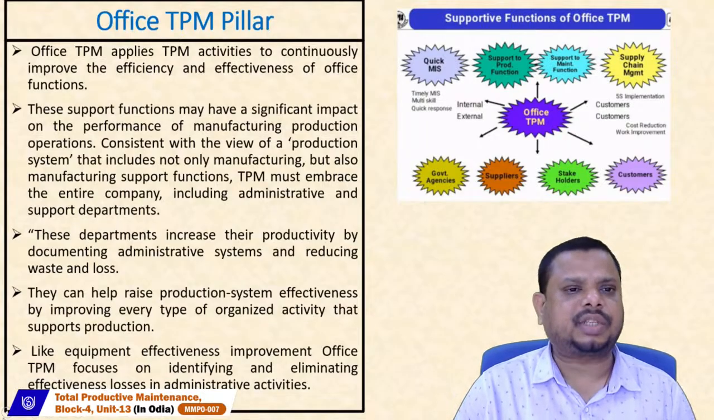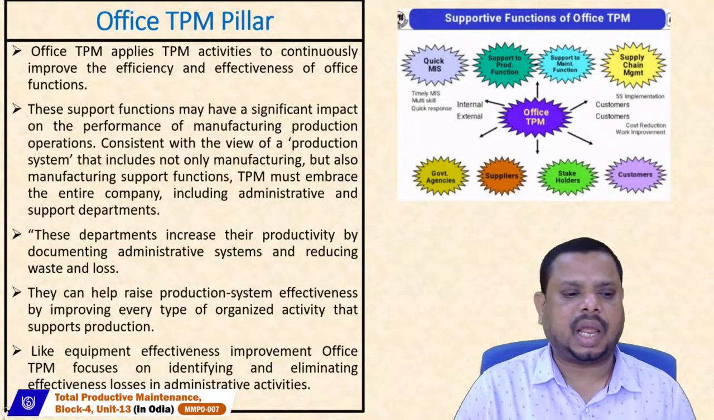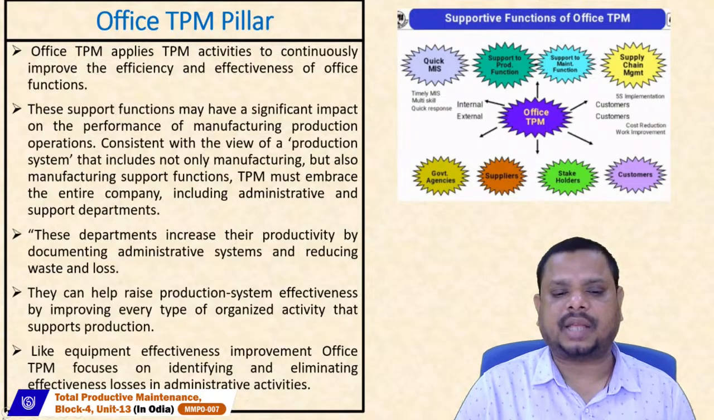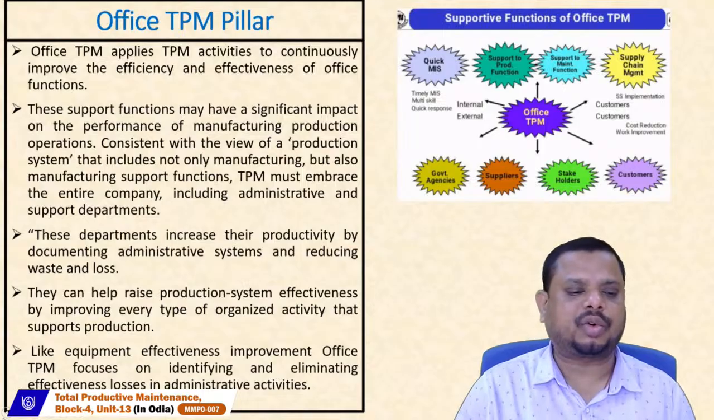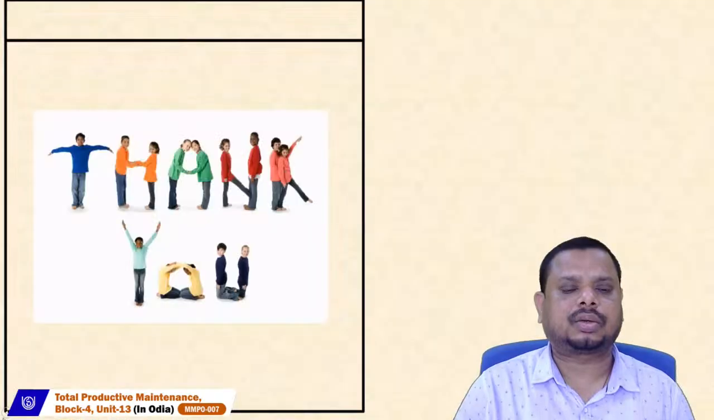Under the office TPM pillar, these departments increase productivity by documenting the administrative system and reducing losses and waste, and they can raise the production system's effectiveness by improving every type of organized activity that supports the production activities. For example, for equipment effectiveness improvement, TPM focuses upon identifying and eliminating the effective losses in the case of administrative activities. So, thank you.